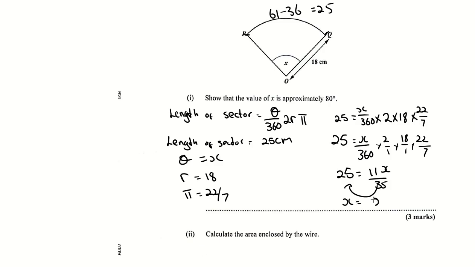If you want to make x the subject, you carry this here, so x will now be 25 divided by 11 over 35, which is equal to 79.5, which is approximately 80 degrees, and that is how you get this answer here.